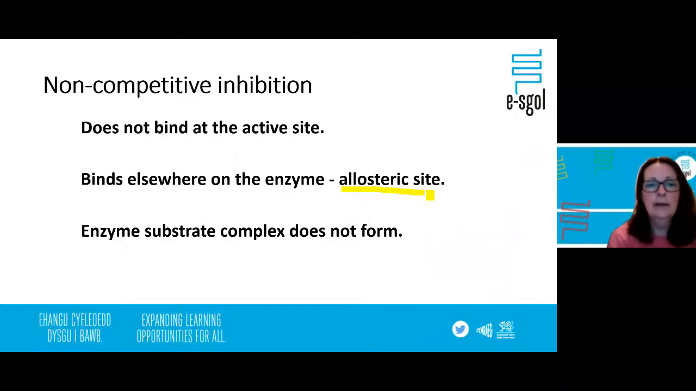So in non-competitive inhibition, a molecule will find its way into the enzyme. It doesn't bind at the active site, but it does bind somewhere else on the enzyme. And that means that the active site shape is changed and it won't accept the substrate molecule that we want. And so the enzyme substrate complex does not form.